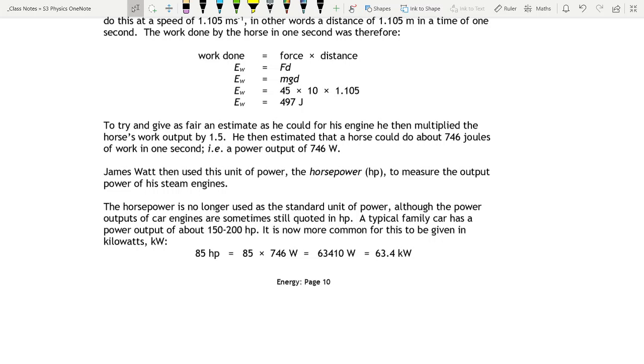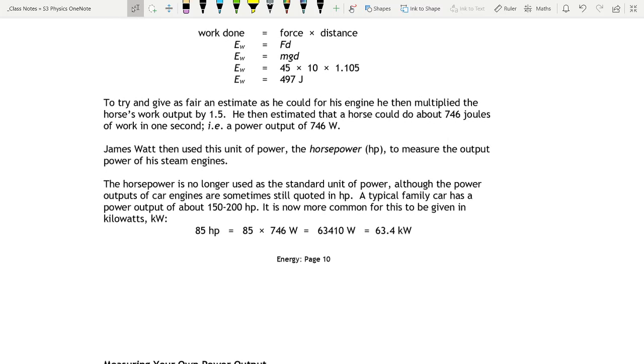The horsepower is no longer used as a standard unit of power, although power outputs of car engines are sometimes quoted in horsepower. A typical family car has a power output of about 150 to 200 horsepower, and it's now more common for this to be given in kilowatts. So 85 horsepower is 85 times that value there, which was 1 horsepower, which is 63,410 watts.